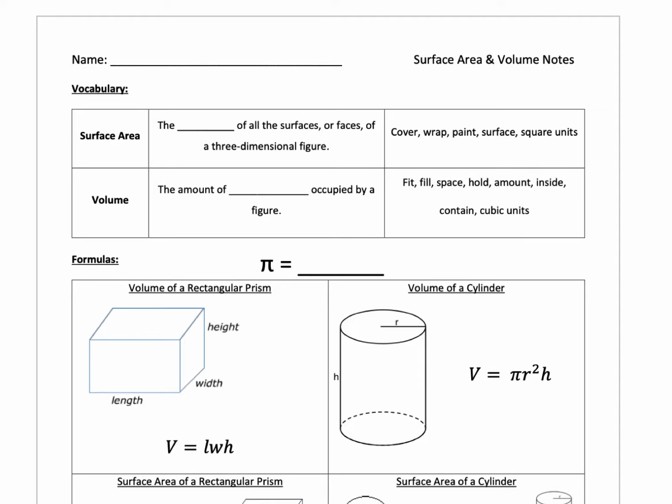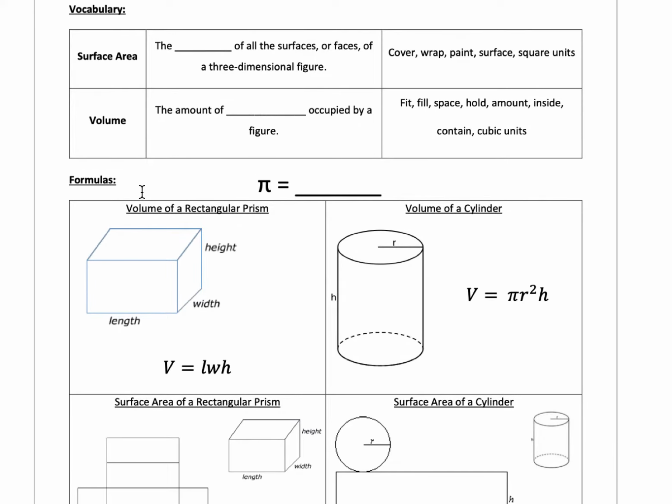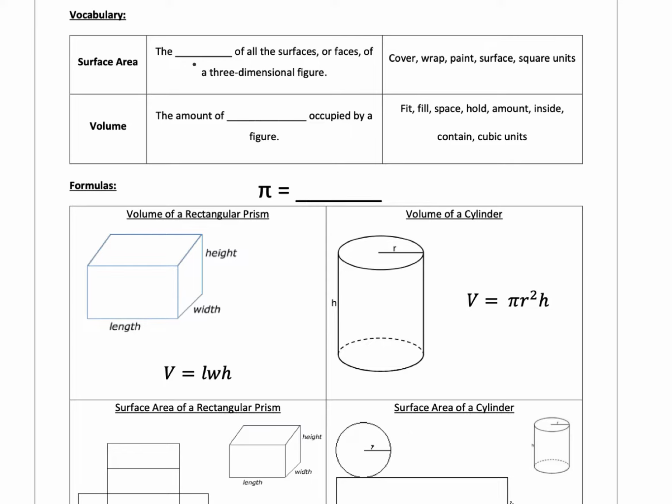This video is going to focus on volume and surface area of rectangular prisms and cylinders. So the first thing we need to start out with is just some basic vocabulary. The surface area of a shape is just the sum of all the surfaces of a three-dimensional figure. And some of the key words that help us identify that a problem's asking us to solve for surface area are cover, wrap, paint, surface, or square units.